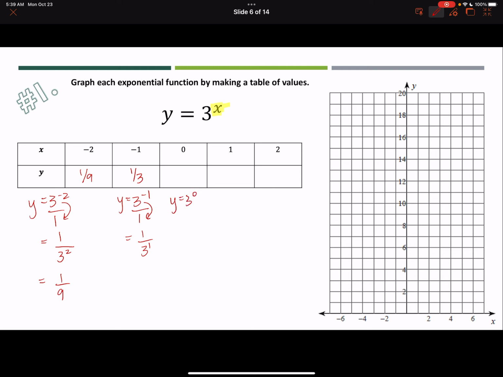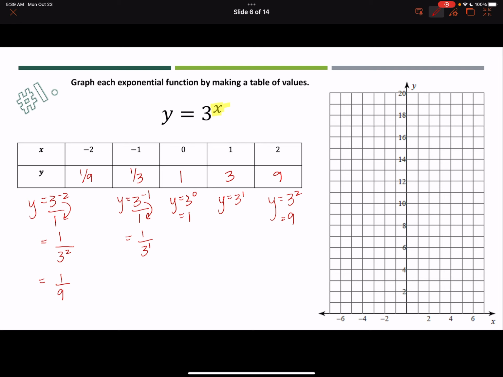Now we're going to plug in 0. 3 to the 0 is 1. Next, we're plugging in 1 for x. 3 to the first is just 3. And then finally, we're plugging in 2 for x. So 3 squared is 9.